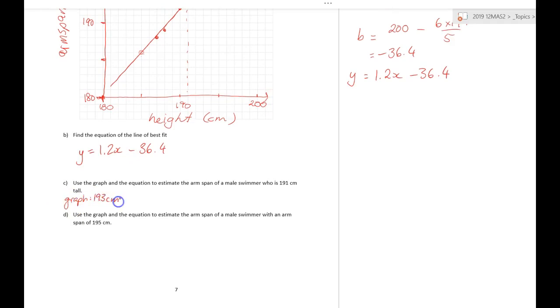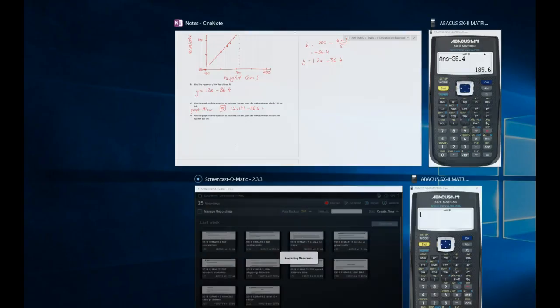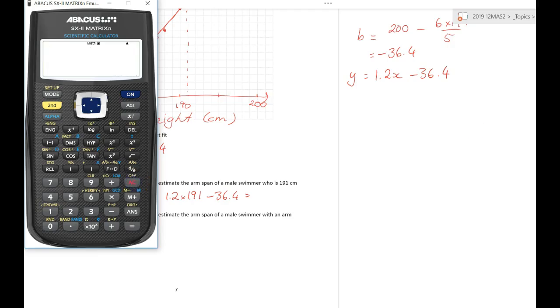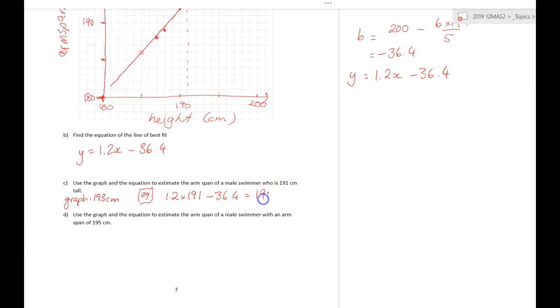193 centimetres. What about my equation? Let's try the same thing. We've got this equation: 1.2 times 191 minus 36.4 equals, back to the calculator, here we go, 192.8, about 193. Pretty close, okay, that's pretty good.